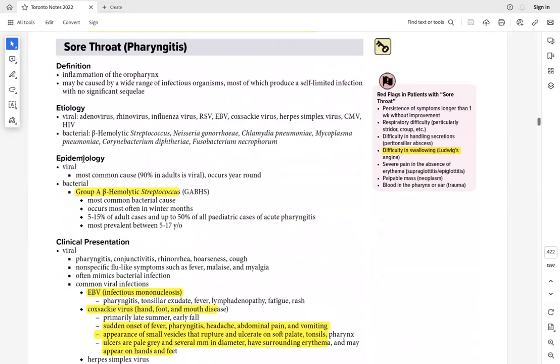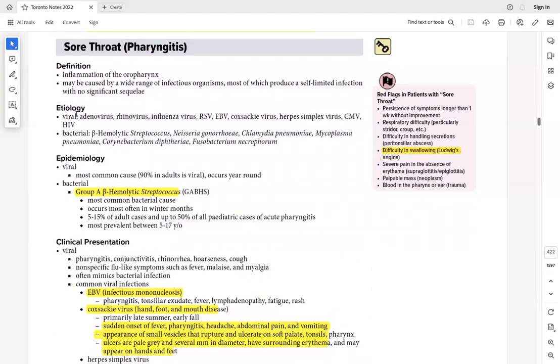Then is sore throat. What is it? It is an infectious inflammation of the oropharynx. Very simple, we know that. Pharyngitis, inflammation of the pharynx, of the oropharynx. What are the red flags? If any of these is present, immediately refer.